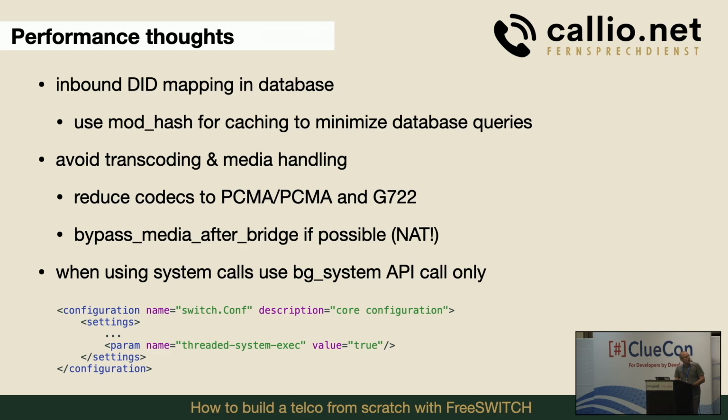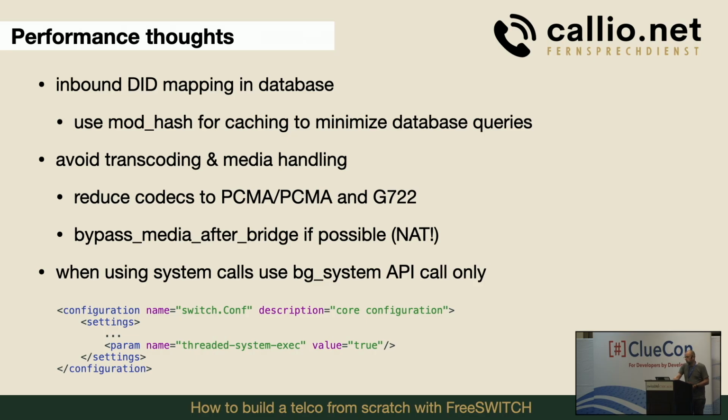To keep load away from your FreeSWITCH, you should avoid transcoding and media handling as far as possible. So we reduced the codecs to PCMA, PCMU, and G722. And you should use, whenever possible, the bypass media after bridge, which causes the media to flow around the FreeSWITCH server, but it will only work if there's no NAT involved.